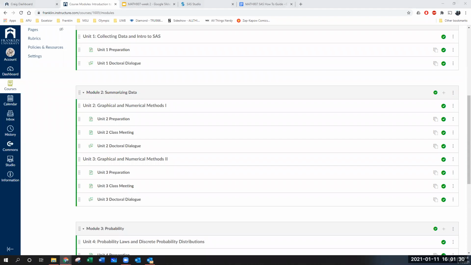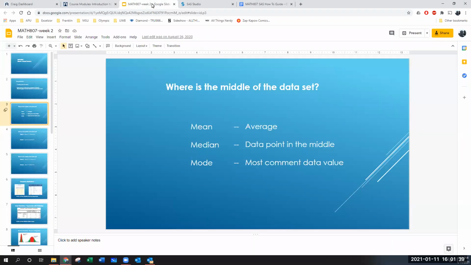And this week we're dealing with measures of center, which is basically the three that we've probably already heard of. I think you all know what the mean is, right? It's just the average of something. You've probably heard of the median.